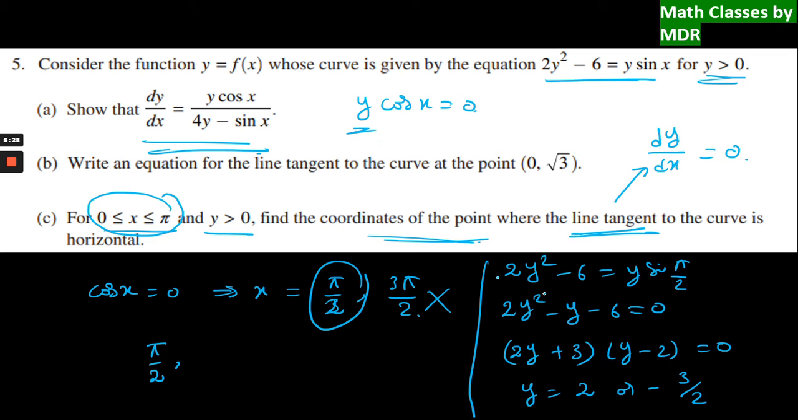But here y should be greater than 0. The condition is that y should be greater than 0, so we have to take only positive values. So negative values can be avoided, and the coordinates are pi by 2 comma 2. That's it.